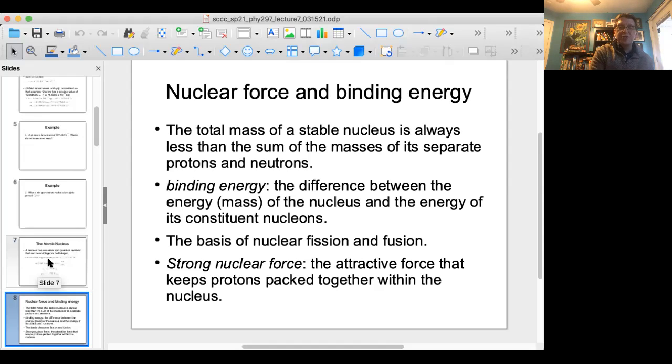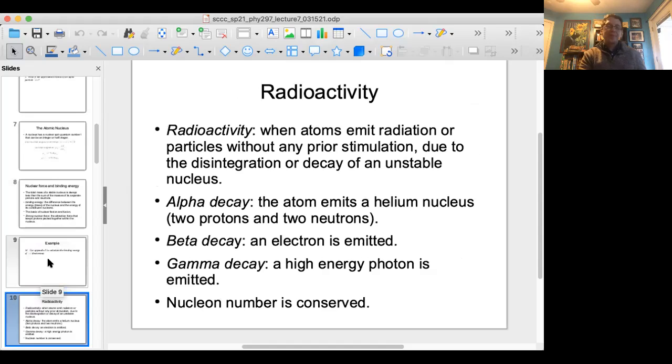And so the strong nuclear force is the attractive force that keeps the protons packed together within the nucleus. So remember, the protons will repel each other if left to their own, if the only force was the electrical force. But the strong nuclear force has to keep the electrical force balanced out so the protons remain in place. However, sometimes the protons don't remain in place, and sometimes other things happen as well.